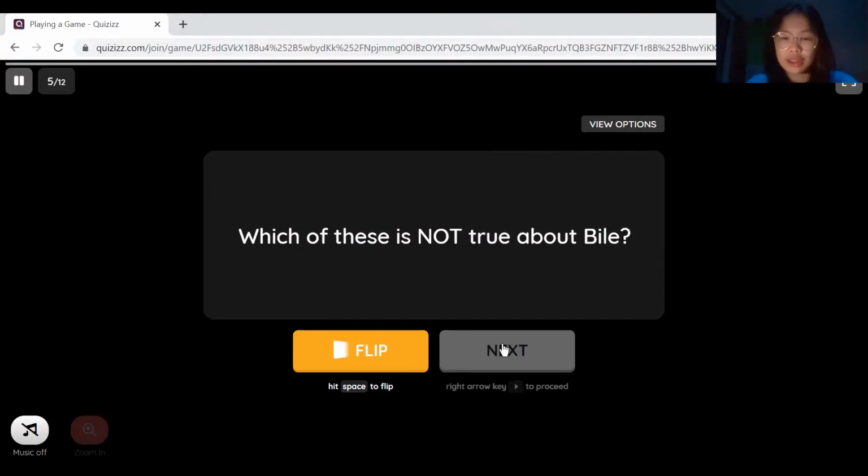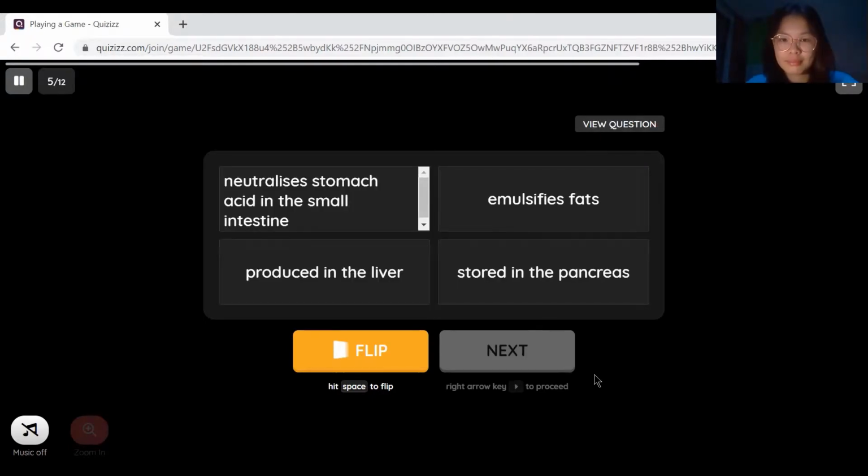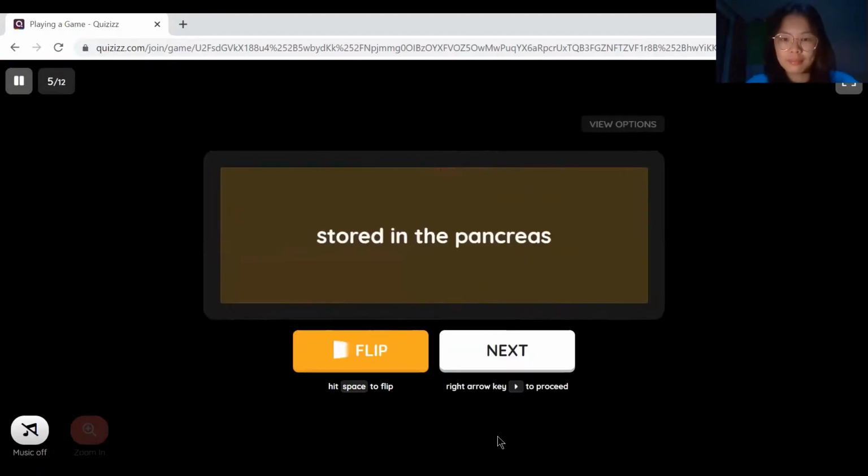Which of these is not true about bile? Here are the options. You need to choose which one is wrong. I hope you guys are locked in. I will be flipping it. It is stored in the pancreas, which is wrong, because bile is stored in the gallbladder, as I've mentioned.